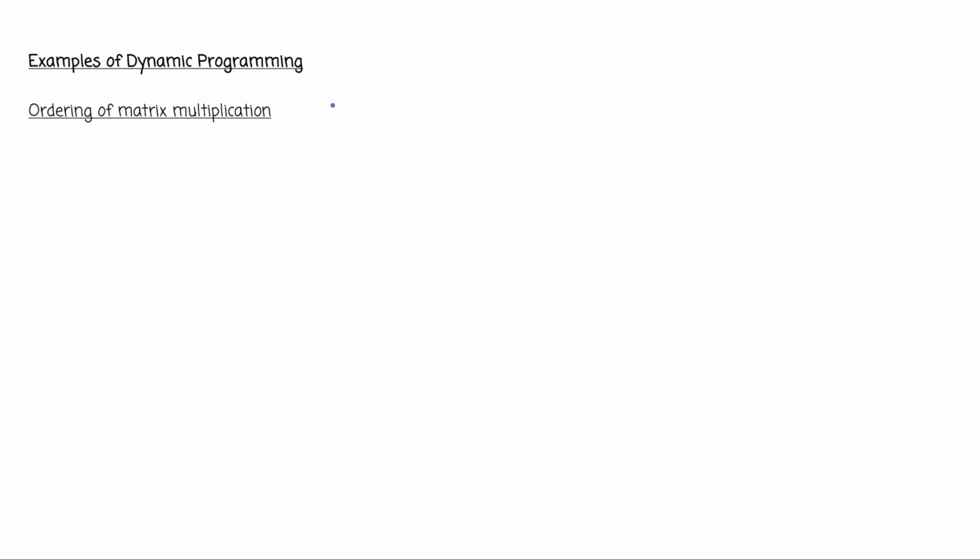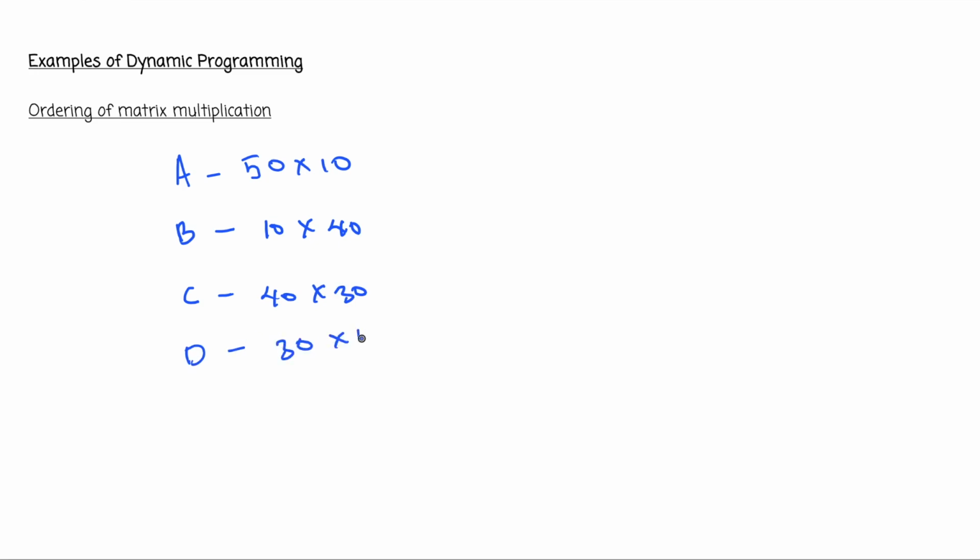The example that we are going to see is the ordering of matrix multiplication. Suppose you have four different matrices. Let's say the first matrix is A, and the dimension of A is 50 by 10, that is, we have 50 rows and 10 columns. And another matrix, let's say B, which has a size 10 by 40, and another matrix C, which has a size 40 by 30, and another matrix D, which has size 30 by 5.